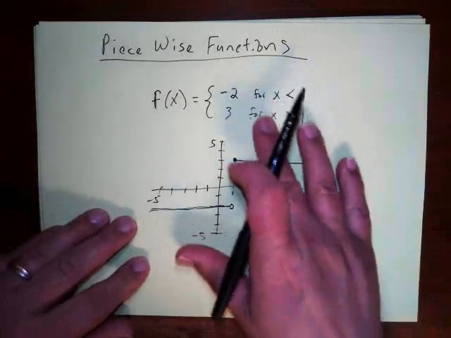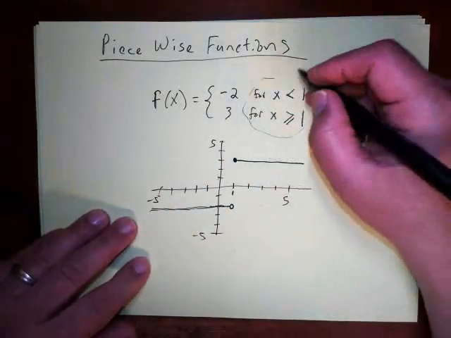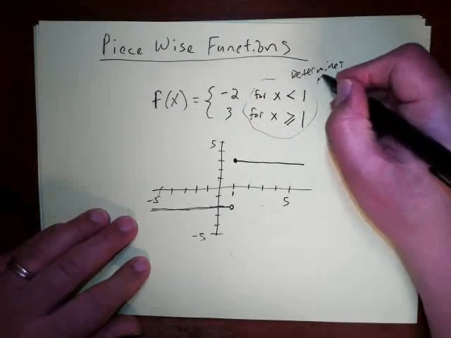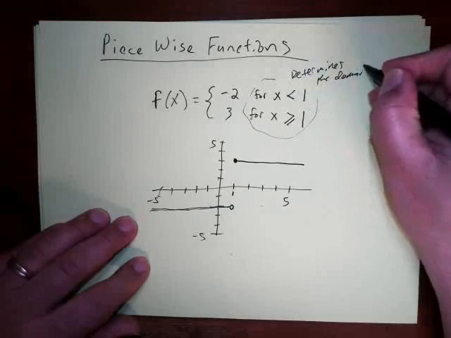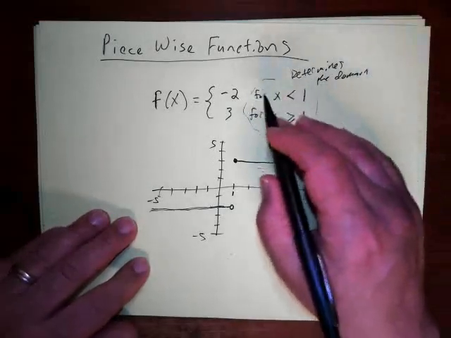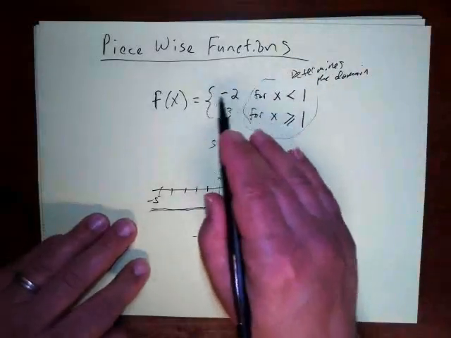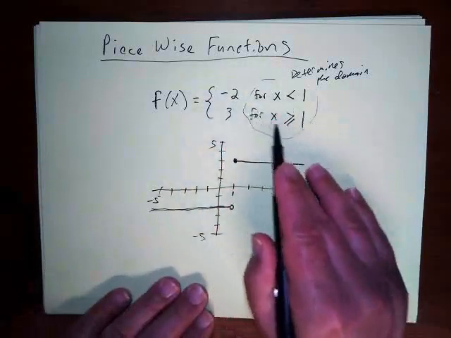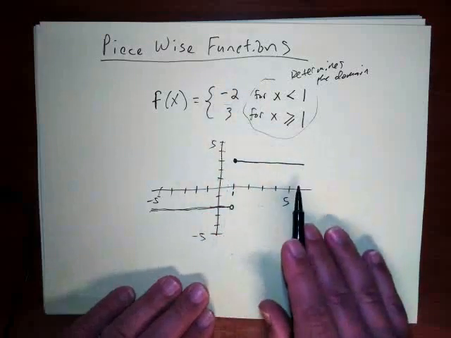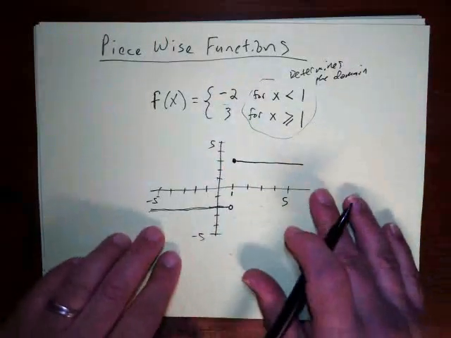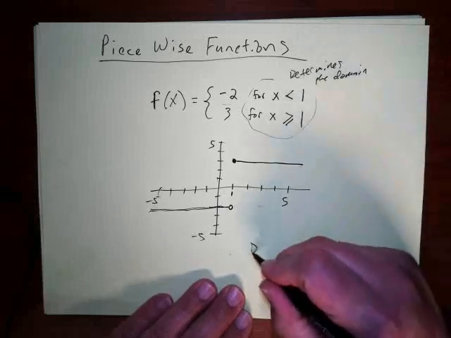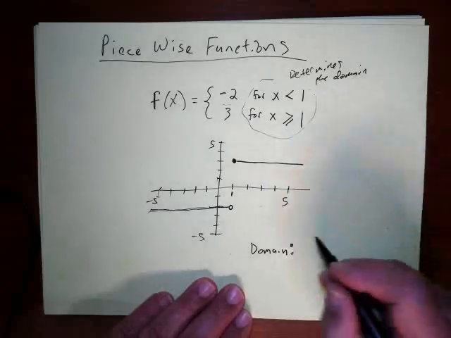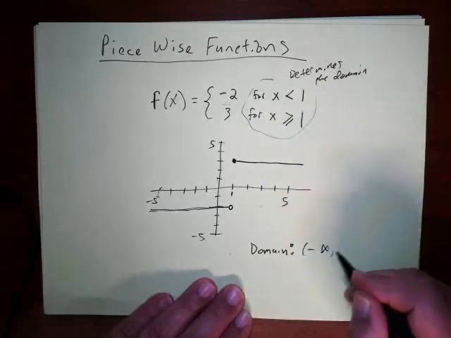So what this is saying, this here is determining the domain. It's basically saying for this particular part of the domain, over this interval, this is what you're going to use for the graph, or to generate the ordered pairs. For this part of the interval, you're going to use this. And so this is our function. So notice the domain here is going to be -infinity to infinity.